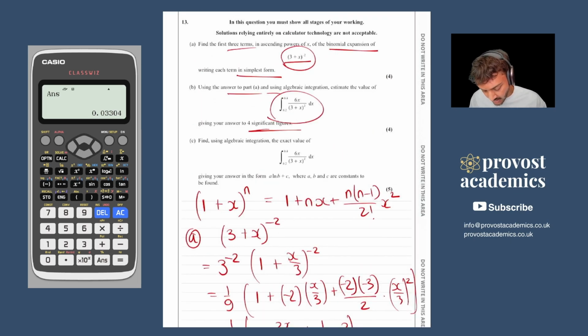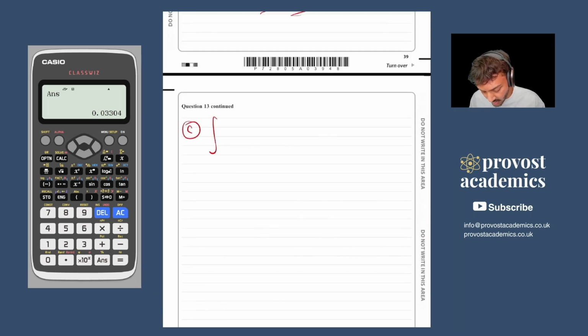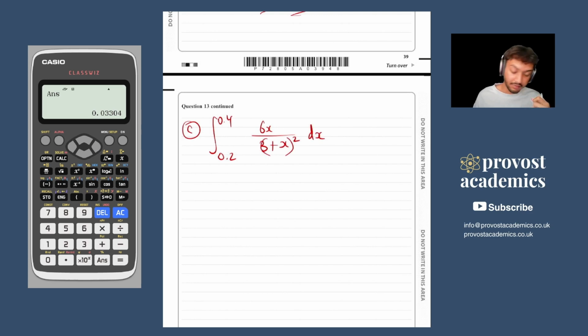Now part C, they want us to actually find the exact value. Okay, so we actually have to integrate this thing exactly, and they want it again in exact form, and we can see a ln in there. All right, cool. So I've got a few ideas on how we can integrate this thing. So that's 6x over 3 plus x squared dx. My first sort of inclination is to do a u sub integration.